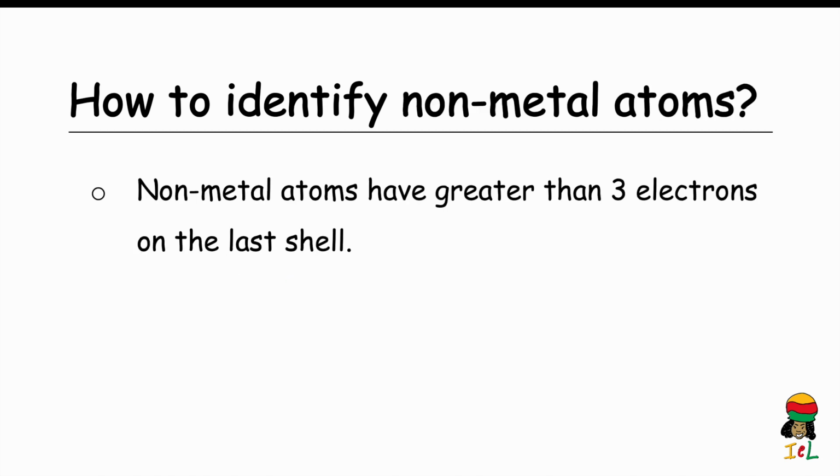So how do we identify nonmetal atoms? Well, nonmetal atoms have more than 3 electrons on their last shell or their valence shell. Keep in mind that hydrogen and helium are exceptions to this rule because they have 1 and 2 electrons respectively on their last shell. And we identify these nonmetals because they have only 1 electron shell.